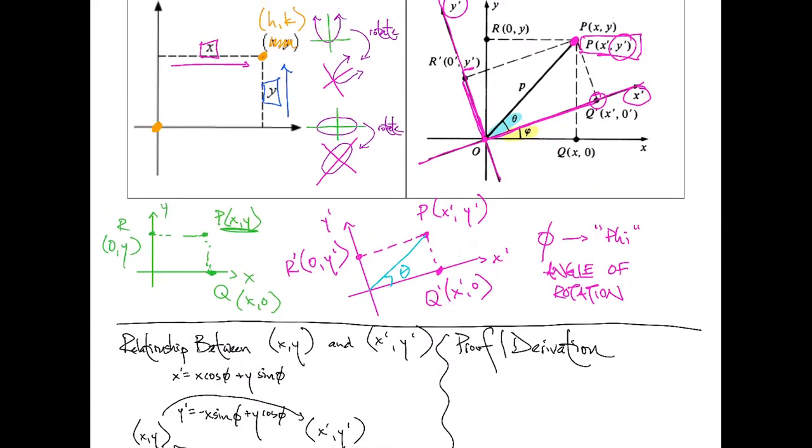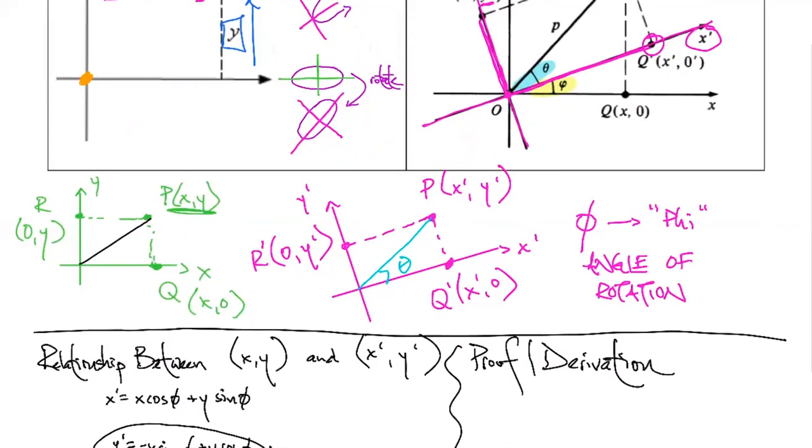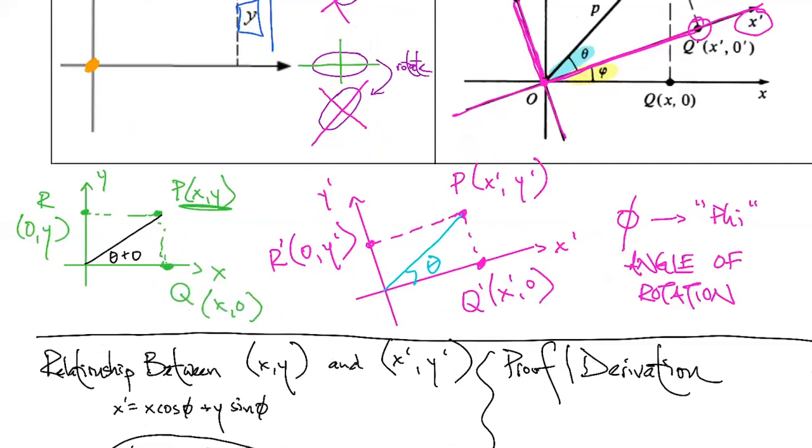What that means is that the angle that point P makes in the green axis is not theta and it's not phi, but it is the sum of those. So this one is theta plus phi. Okay.